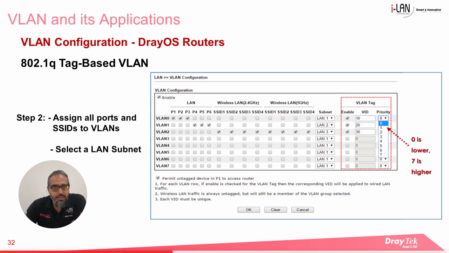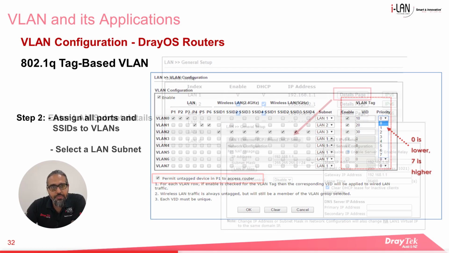It is recommended to also select Permit Untagged Device in P1 to access the router, as I have highlighted here. The reason for doing this is that usually we will have a switch between the router and a computer, and the switch handles the tagged data packet. But if for some reason you want to connect a computer directly to the router, it will not be accessible.